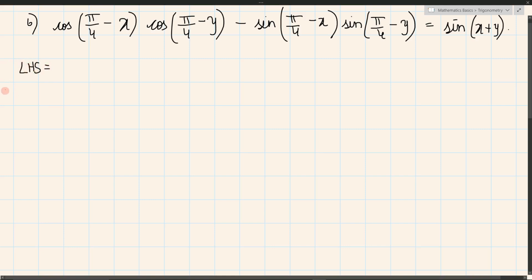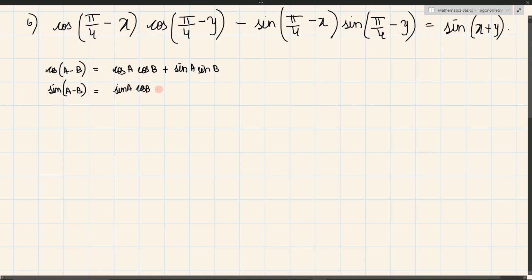So we have cos of A minus B. Cos of A minus B is given as, I will just write the identities that we'll be using here. Cos of A minus B is given by cos A cos B plus sine A sine B. Also we have sine of A minus B, that is given as sine A cos B minus cos A sine B. So using these two formulas, let us simplify this question.